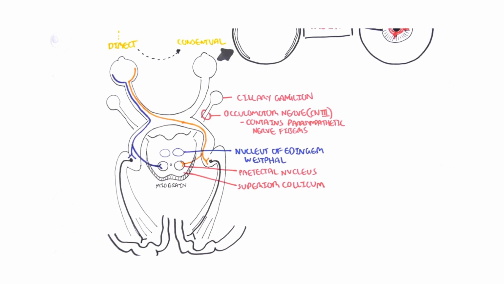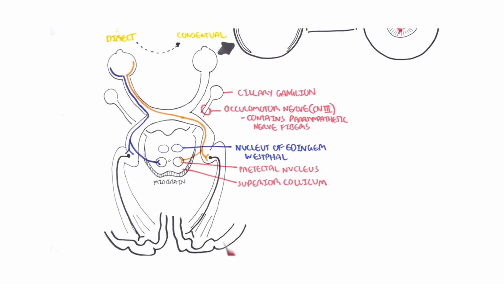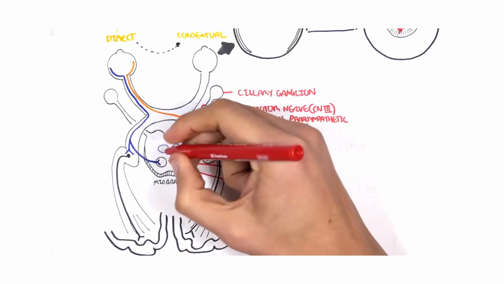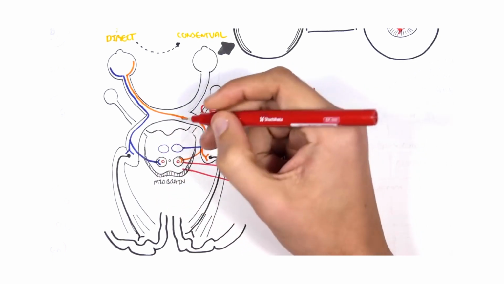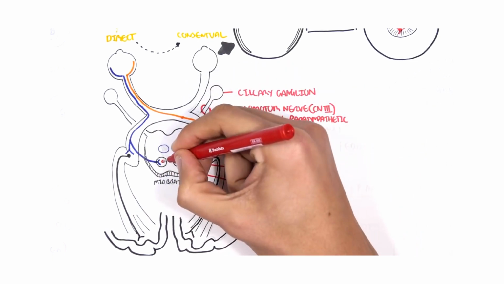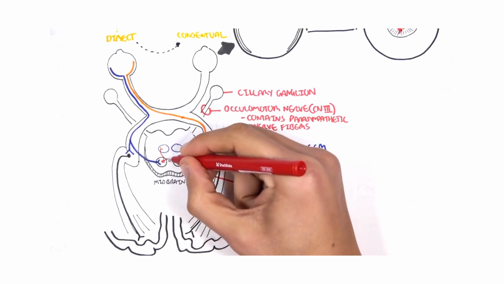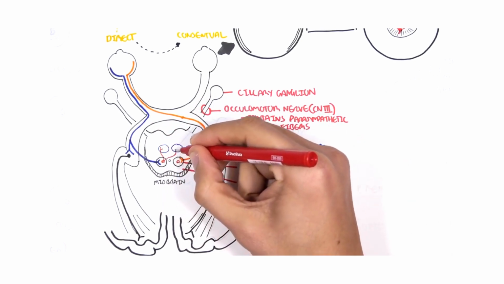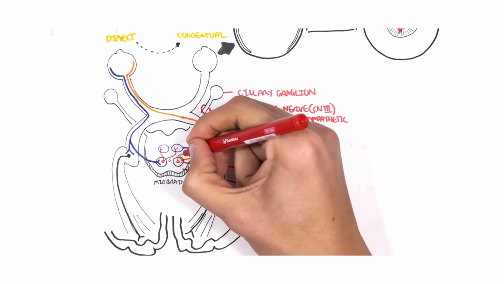Now, there are neurons in the pretectal nucleus that will receive this signal. So this neuron in the pretectal nucleus in red will then bring this information to the nucleus of Edinger-Westphal. But this neuron will not only bring this information to one side, it will actually cross over as well and bring the information to the other side, to the opposite Edinger-Westphal nucleus.